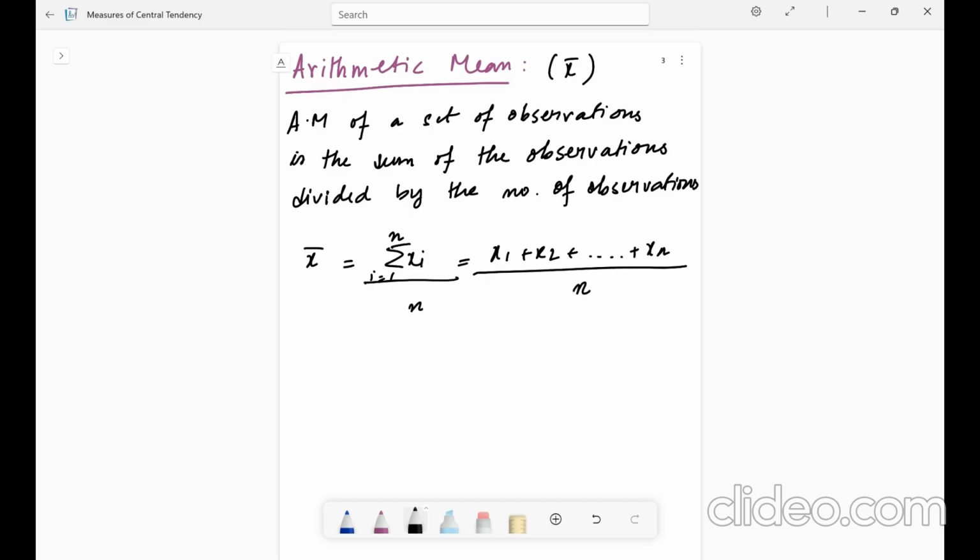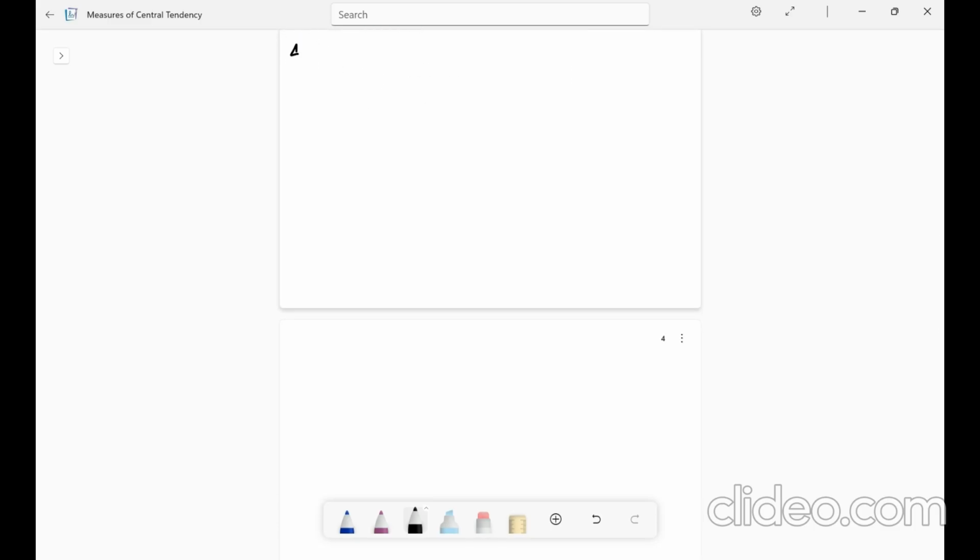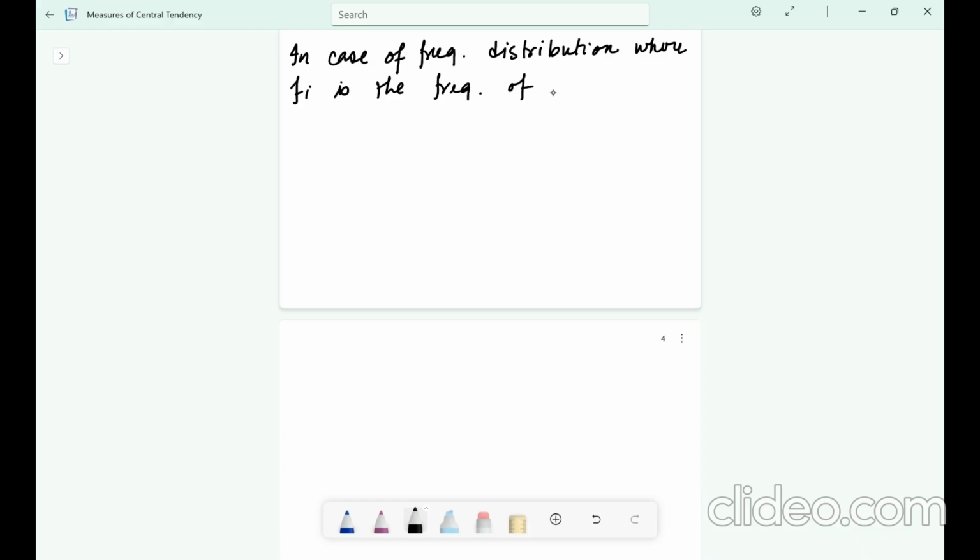Okay, in case of frequency distribution, where fi is the frequency of xi, the formula will be x bar is equal to summation of fi xi by summation of fi, where i runs from 1 to n, same as here.